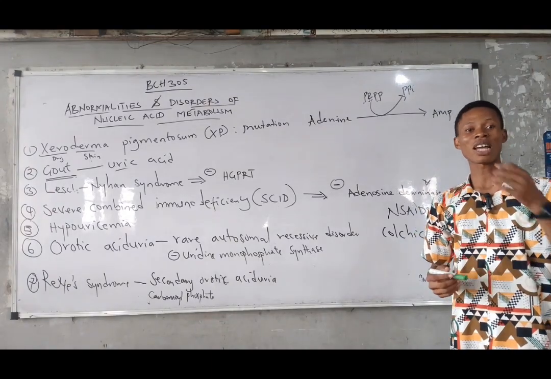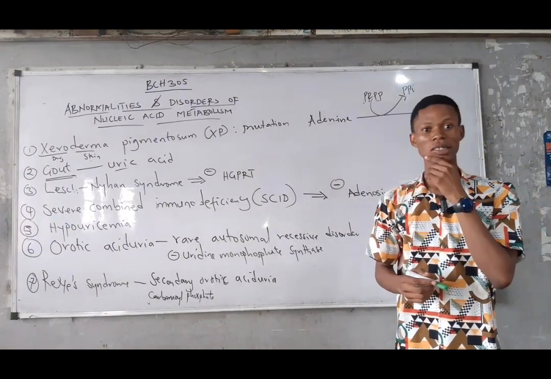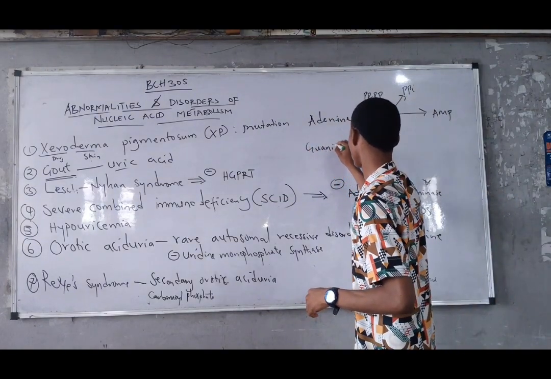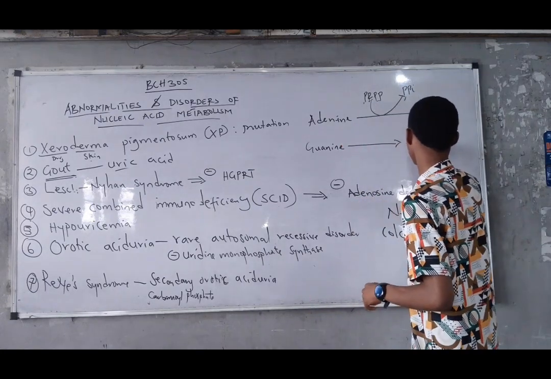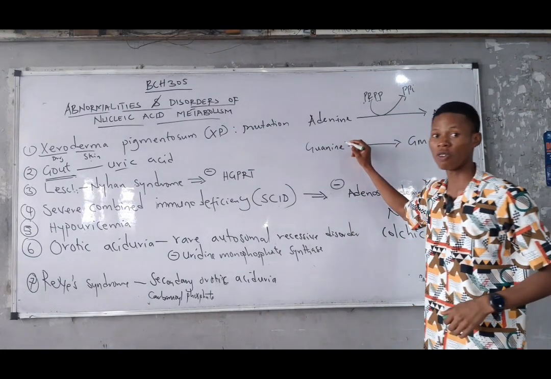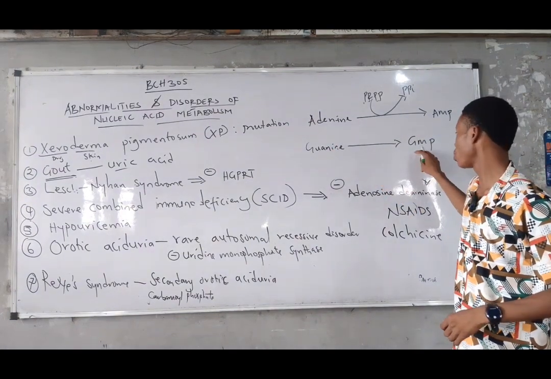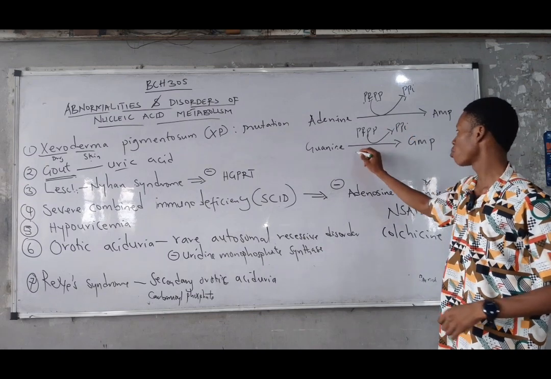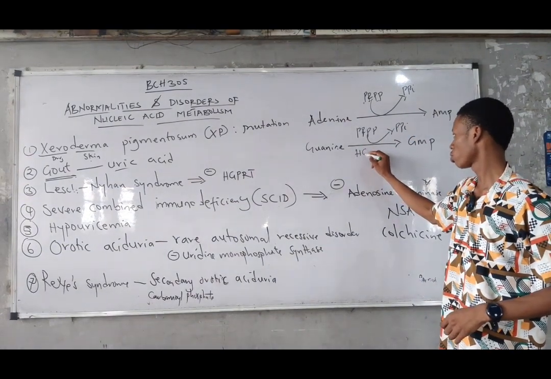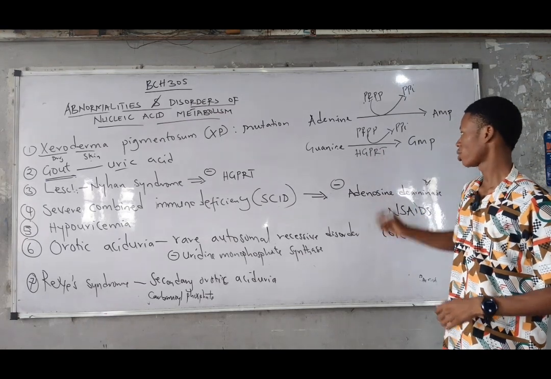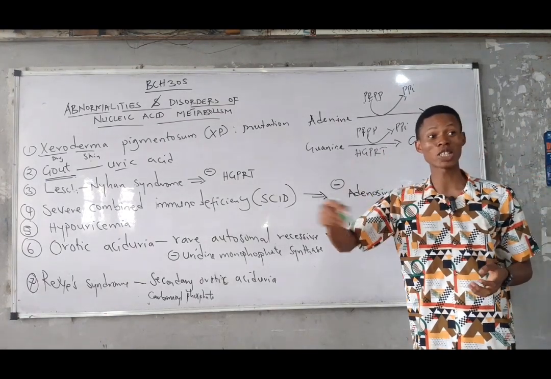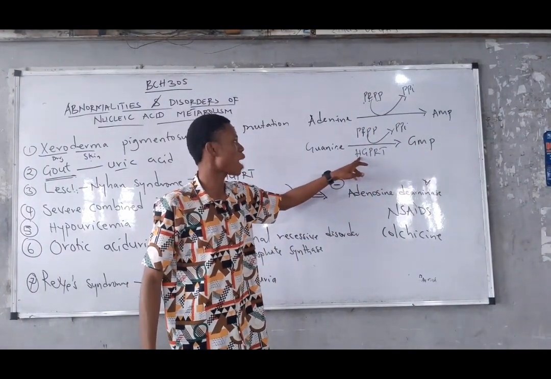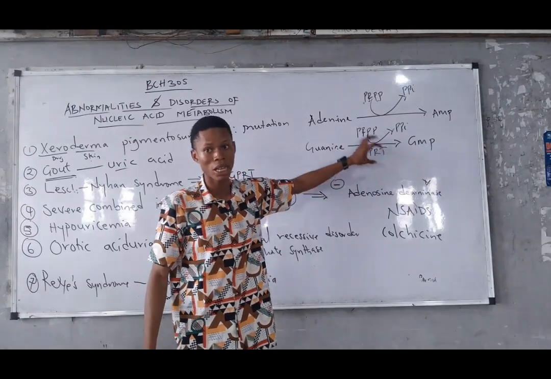These are points of interest here. From guanine to GMP, still PRPP coming in, right? Leaving as PPi. What's the name of the enzyme catalyzing this reaction? Now, HGPRT, hypoxanthine guanine phosphoribosyltransferase, catalyzes the reaction.